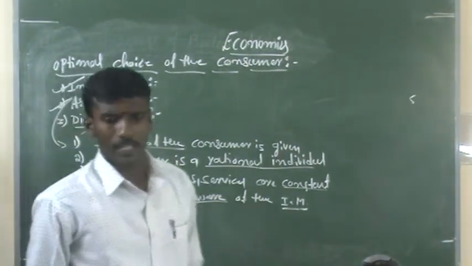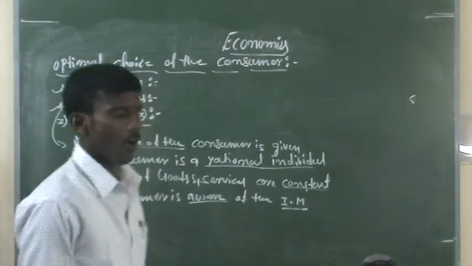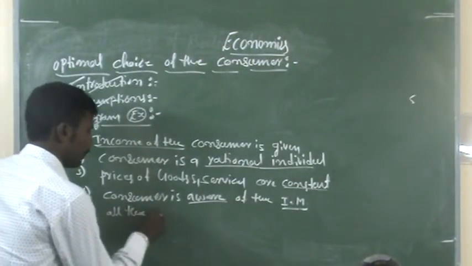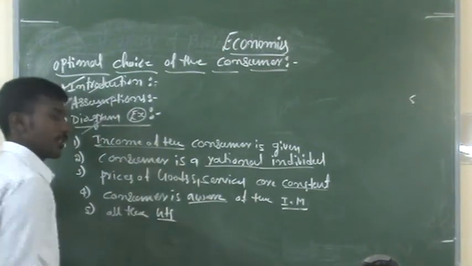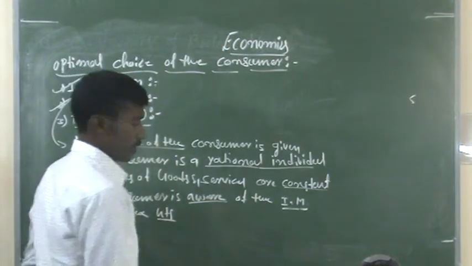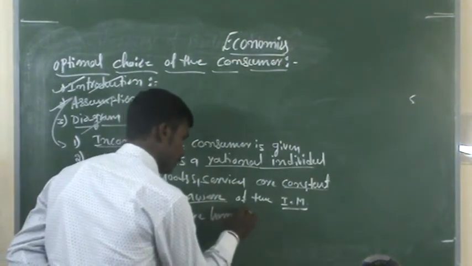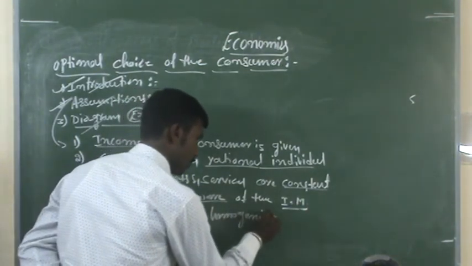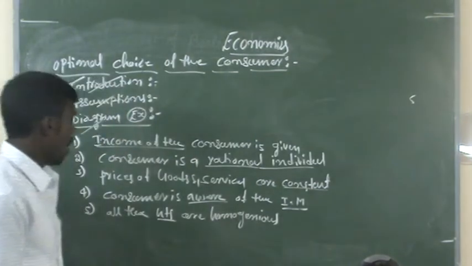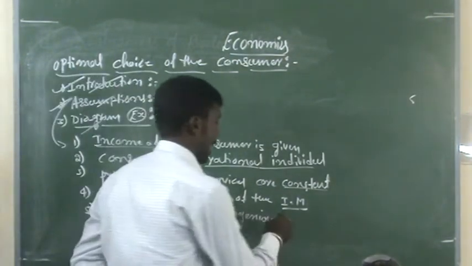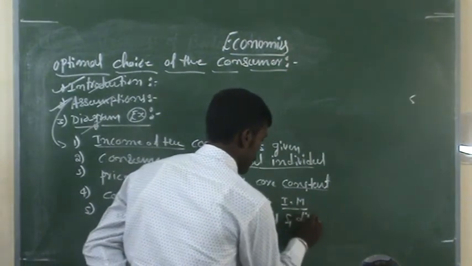The fifth one is how the goods are homogeneous and divisible.